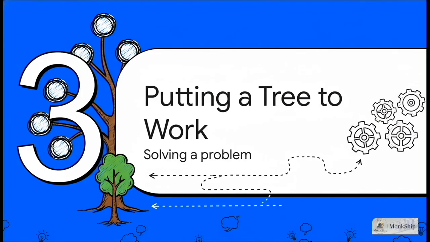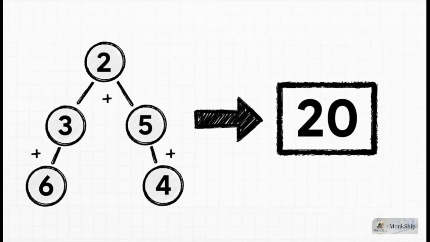Okay, so we've got the what down pat. Now let's talk about the why. How can we actually use this tree structure to solve a real problem in a really elegant way? So here's our challenge. We're given a binary tree, and every node in it is holding a number. Our job is to write a function that calculates the sum of all the numbers in the entire tree. For example, if we have this tree right here, our function should look at all the nodes, the 2, the 3, the 5, 6, and 4, add them all up, and give us back the right total, which is 20.